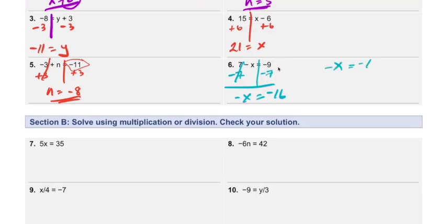And this is what I mean, it's actually a two-step problem. We've got to get rid of that negative x. So that's a negative 1 in front. So we're going to divide both sides by negative 1. And we get positive x equals negative 16 divided by negative 1, which is just 16. So x just equals 16.